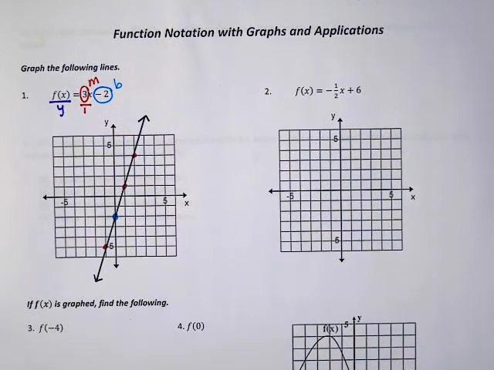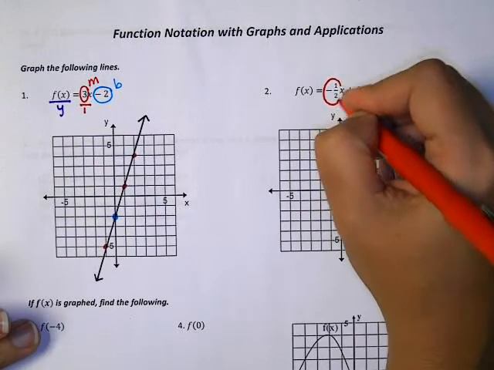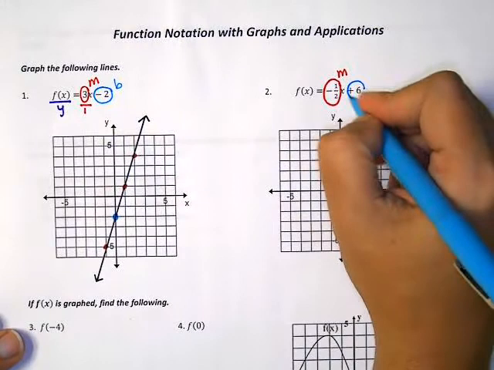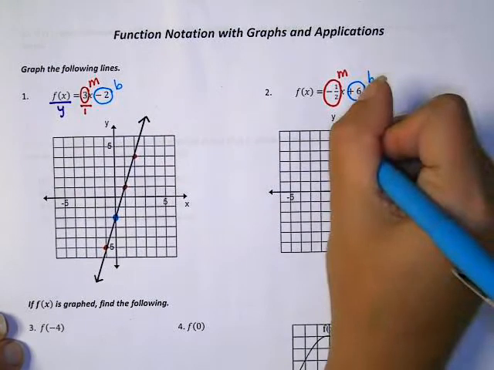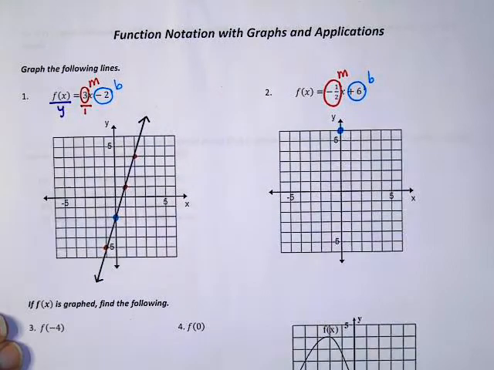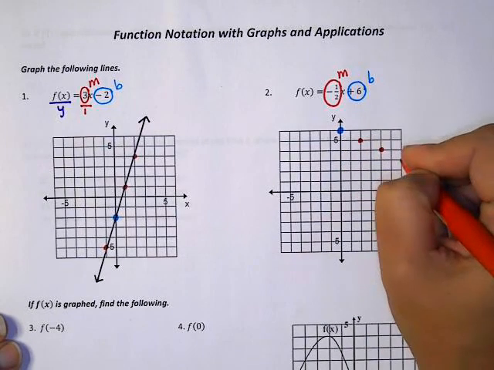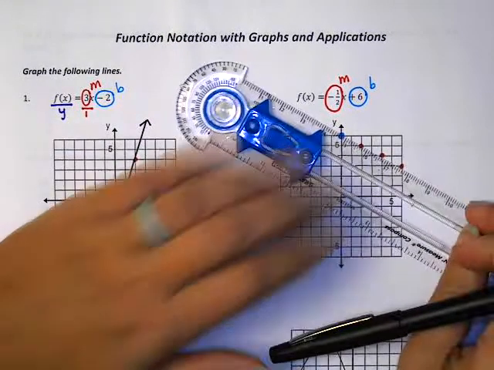Similarly, in problem number 2, I would have a slope of negative 1/2 and a y-intercept of 6. The f of x is just another name for y, so it doesn't change the way I graph this line. So I would start on positive 6, and then I would go down 1, right 2, down 1, right 2, down 1, right 2, and then I would graph my line.